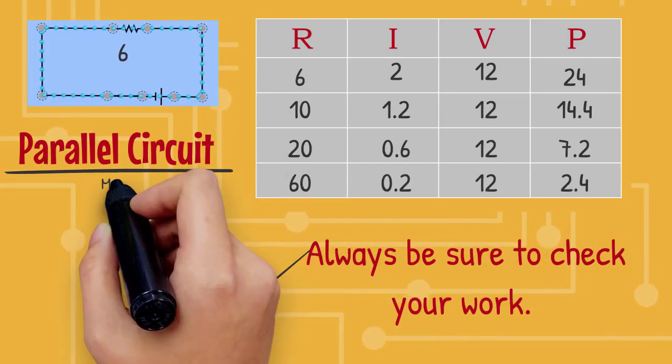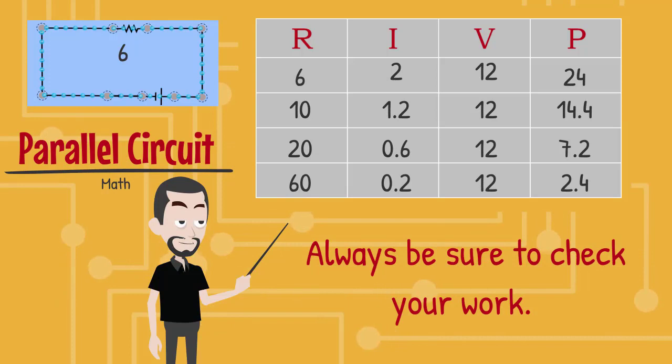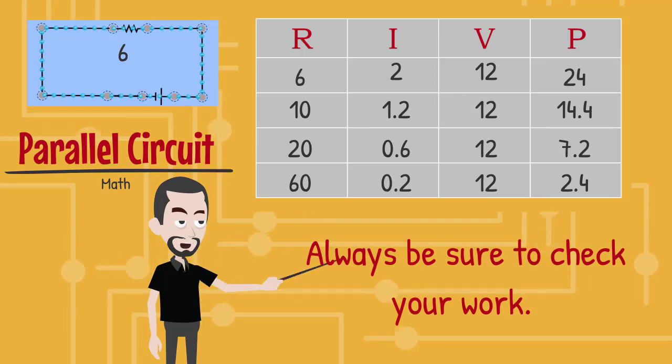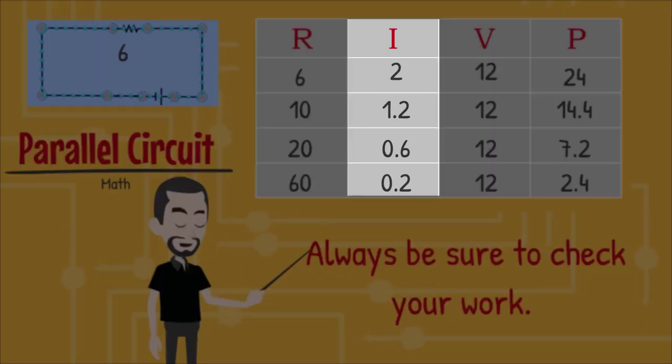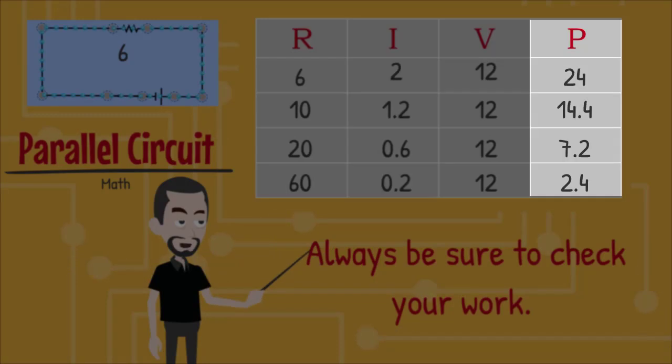So you can always check your work on any of these using the table. Since we didn't fill in the total current, we calculated those branch currents, and they should add up to the total for the entire circuit. So if we had 0.2, 0.6, and 1.2, we've got the correct 2 amps of current flowing through the circuit as a total. We can also check the power numbers by adding the 3 calculated values, 2.4, 7.2, and 14.4, giving us the 24 watts used by the entire circuit.